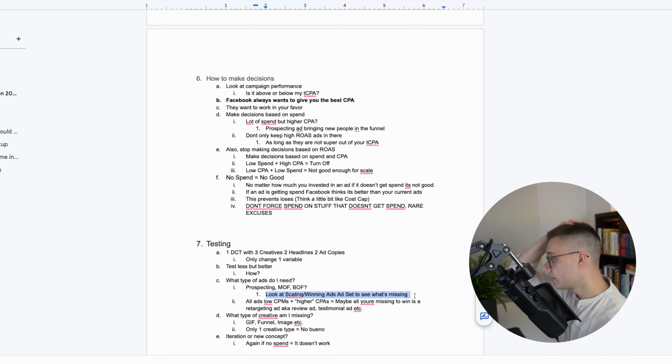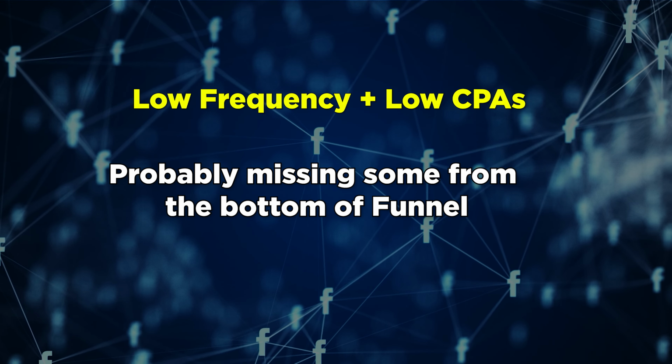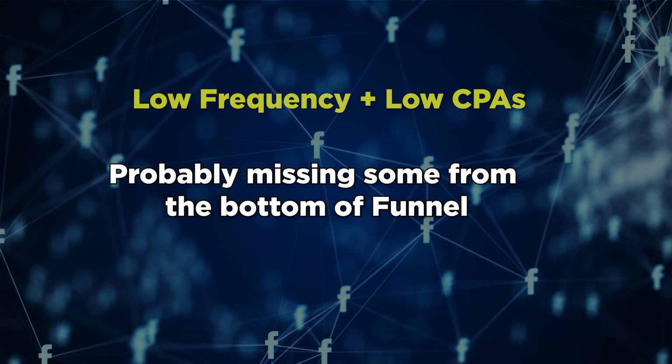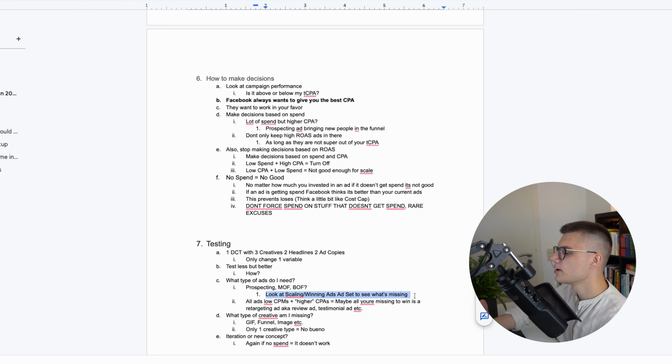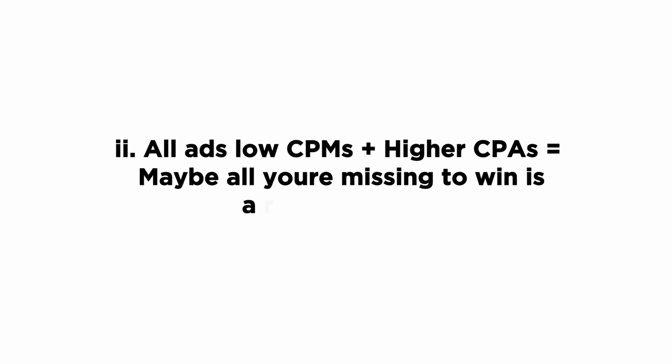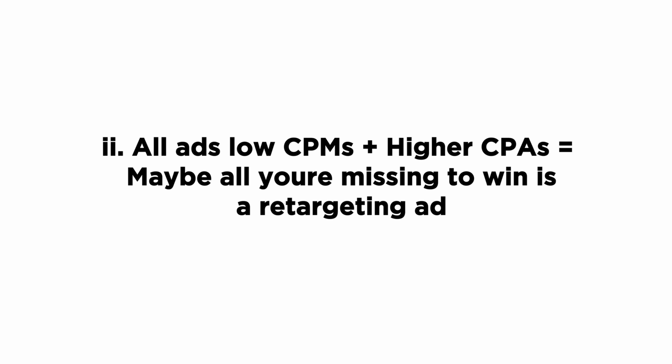Do all of the ads have low CPMs and low frequencies? Then you're probably missing some middle of funnel, bottom of funnel ads. If all of the ads have super high ROAS and a low CPA, but you can't scale up past a certain threshold, you're probably missing some prospecting ads.